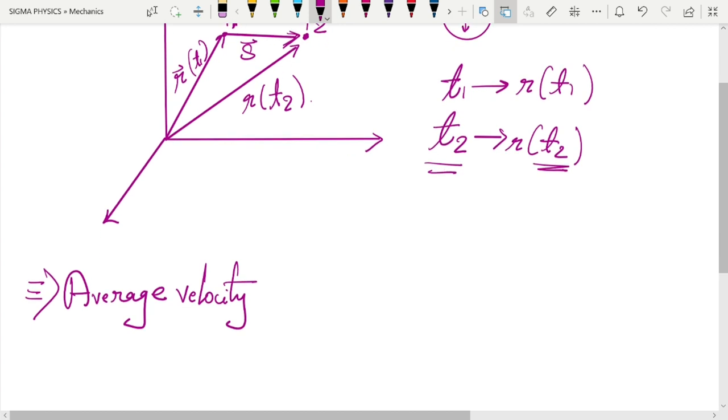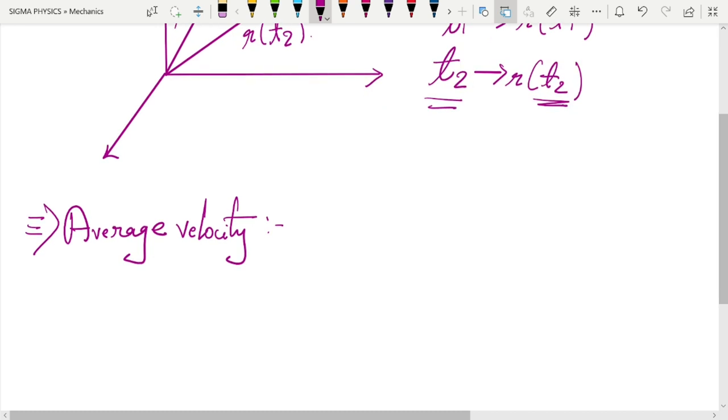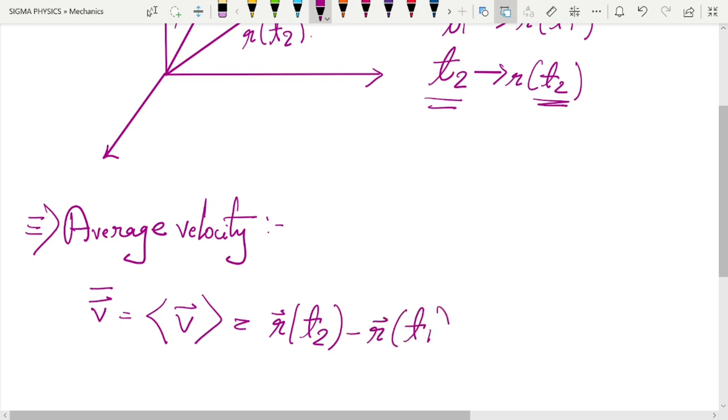Then we can define a quantity known as the average velocity. Now the average of any quantity in physics can be denoted like this, with a bar on top of the quantity, or it can be denoted like this. So averages are denoted like this in physics. So the average velocity can be defined as r of T2 minus r of T1 divided by T2 minus T1.